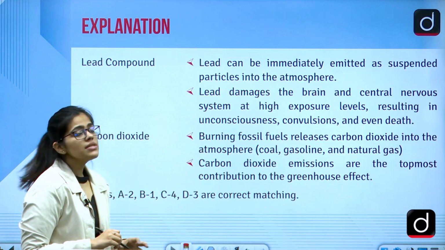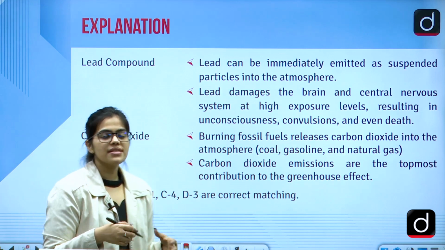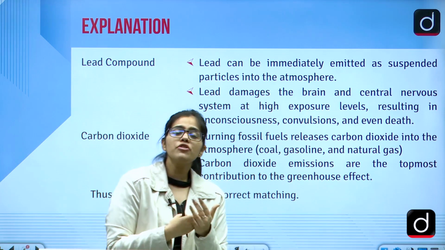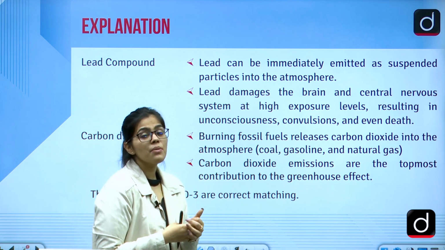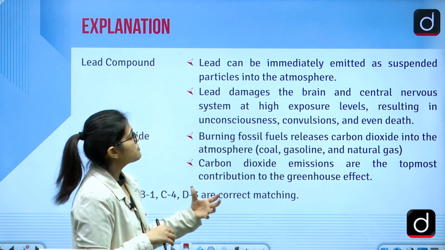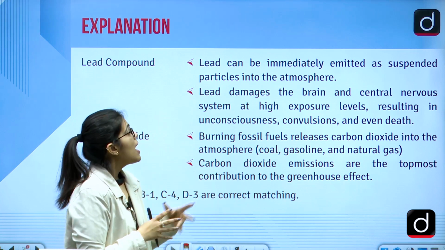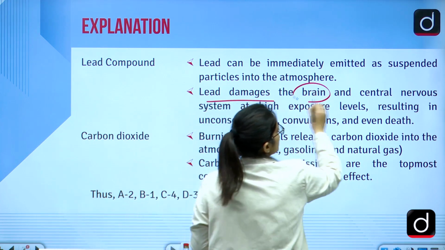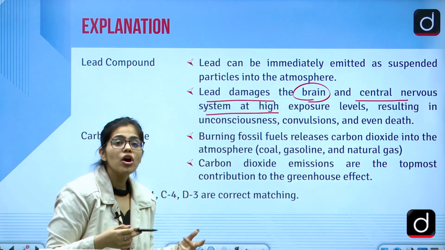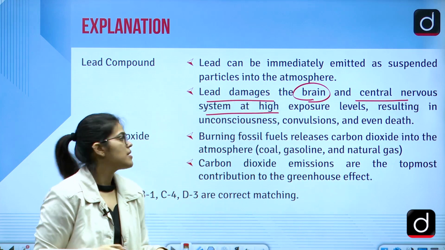Then lead compounds, immediately these compounds are suspended in the nature, and the suspension of these compounds will cause harmful effects to the central nervous system. It can even cause death. So immediately they are suspended. These are the suspended particles in the atmosphere, and they can cause damage to the brain, the central nervous system, and high exposure levels can cause unconsciousness or death sometimes.